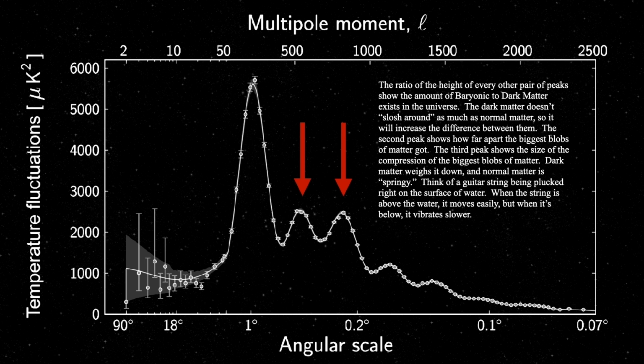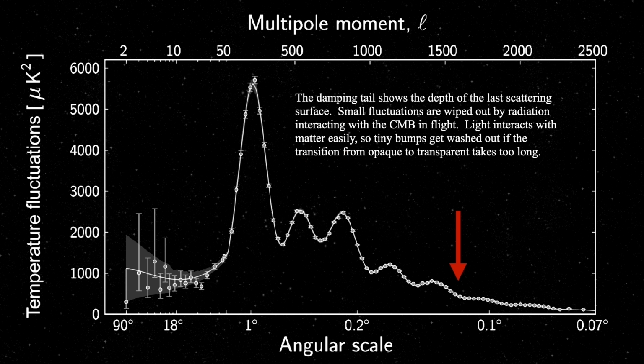Because, you know, you think about those electrons and protons, they're moving around and they're, on average, behaving like globs that are getting farther apart and closer together. So dark matter weighs all this stuff down, and normal matter acts springy and moves better. The way to think about it is that normal matter is like a guitar string. If you pluck it outside of the water, it'll vibrate nice and easy. But if you put it underwater, then it will vibrate more slowly. And so it'll change the resonance frequencies between them. So these two peaks show you how much dark and normal matter you have.